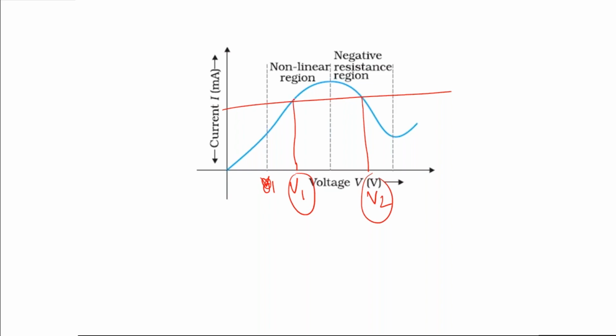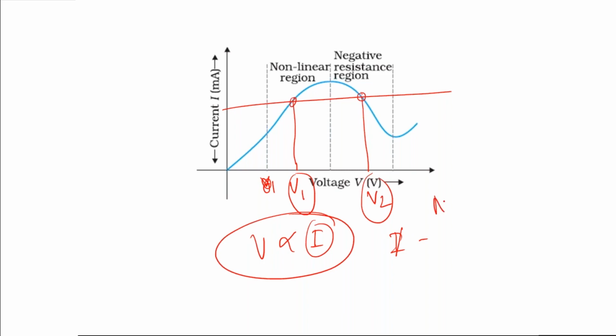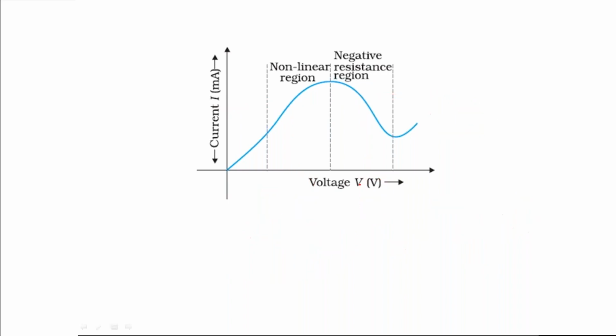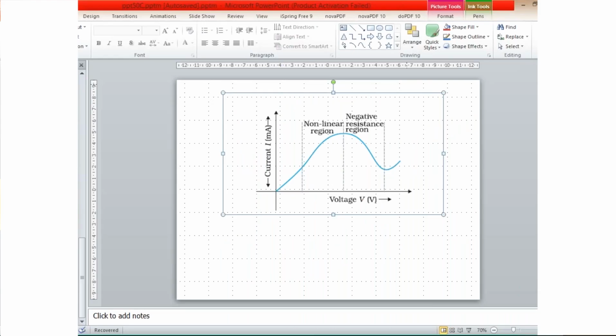My drawing is not properly horizontal. If this line is horizontal, then these two values of current are the same. That means V is no longer proportional to I, and the current does not have a unique value for a voltage. This happens in GaAs, that means gallium arsenide, which is also a semiconducting material.